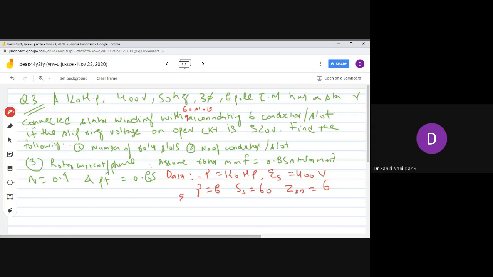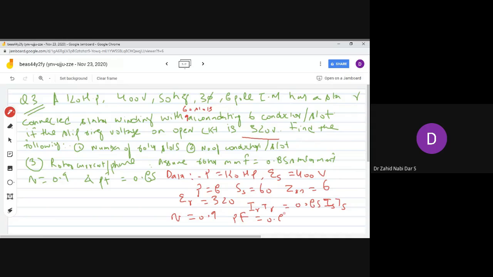Your ER value is given, that is your rotor side open circuit voltage, that is 320 volts. Okay. And now you can write IR into TR, that is the MMF on the rotor side, is 0.85 times IS into TS. So this is given, and your efficiency is 0.9, and your power factor is 0.85.